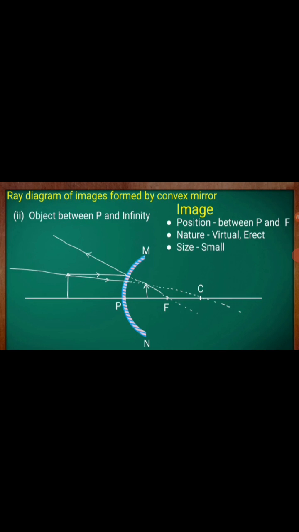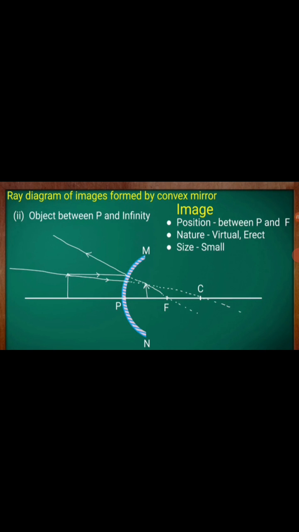Now both these lines are going to meet at a point. Here I have marked that point as the image formation. So the image is formed between the pole of the mirror and the principal focus. What about the nature of the image? The nature of the image is virtual and erect. The size of the image, when compared to that of the object, is smaller.